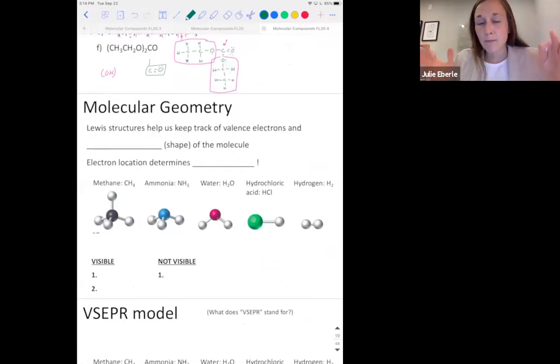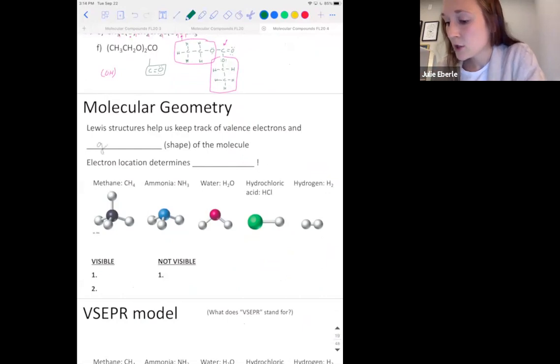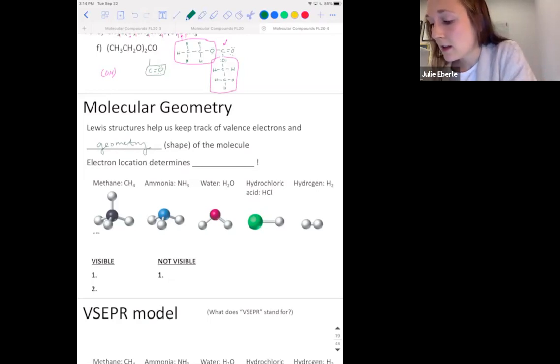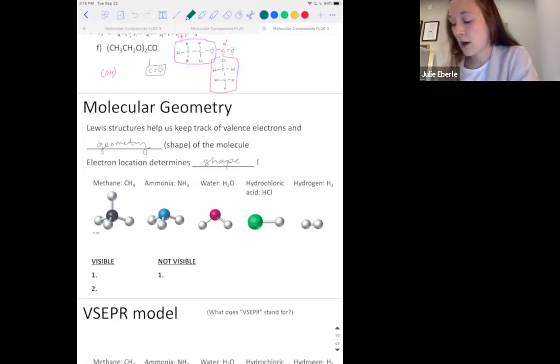So we've put a pin in condensed structures and Lewis structures. Now we're moving on to a new topic, molecular geometry. So Lewis structures, I'm just reading the screen here, help us keep track of valence electrons and the geometry or the shape of the molecule. And it's electrons, their location, that determines the shape. Or you could write geometry. So as usual, electrons are responsible for like everything.